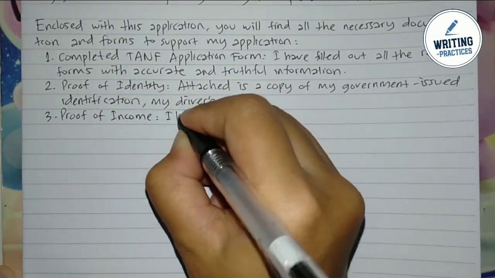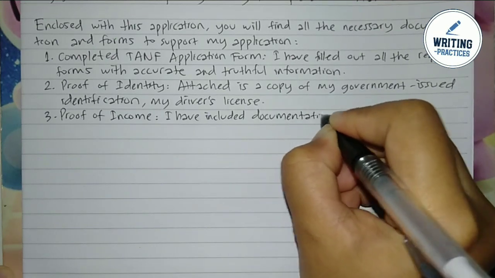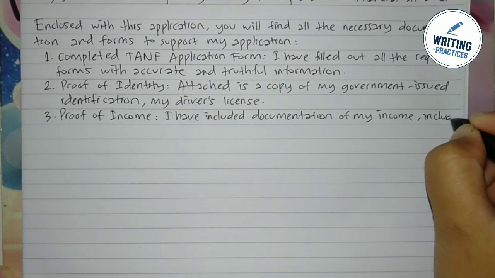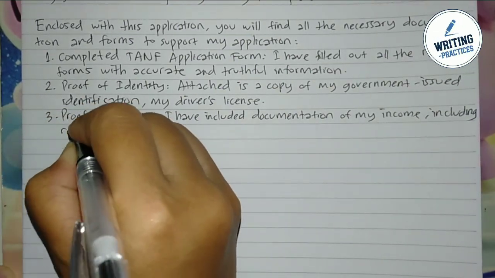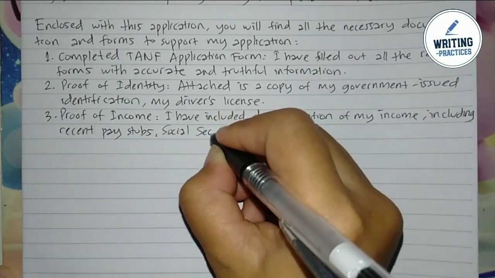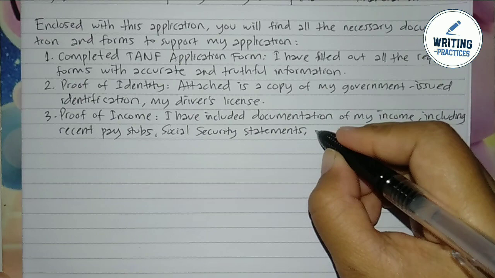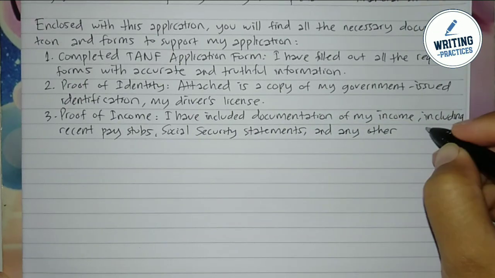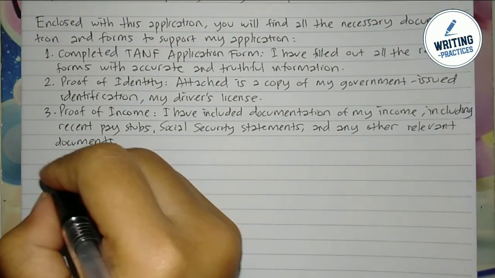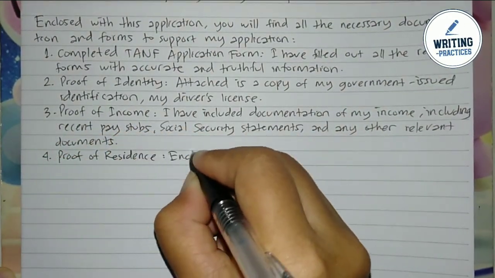State that you've included documentation of your income. They can be such as recent pay stubs, Social Security statements, and other relevant documents. If you don't know what to write, you may copy this. 3. Proof of income. I have included documentation of my income, including recent pay stubs, Social Security statements, and any other relevant documents.